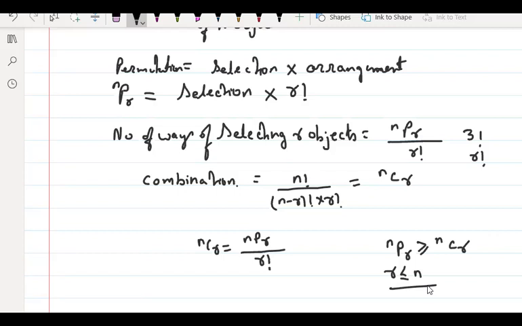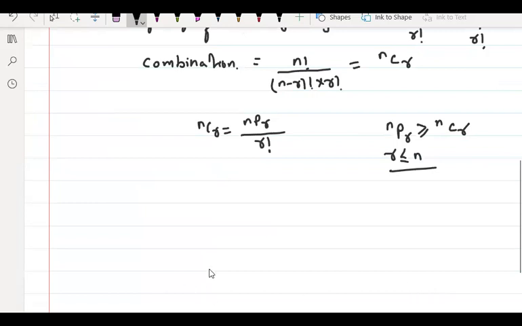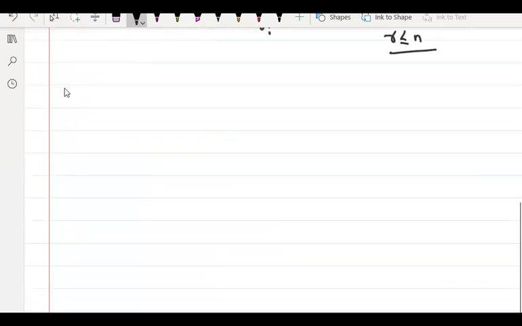NCR is only selection. If you're only selecting 3 objects out of 10 objects, then it is 10C3. It's not cutting; you have to select already existing elements. Now let's see some properties of combination.